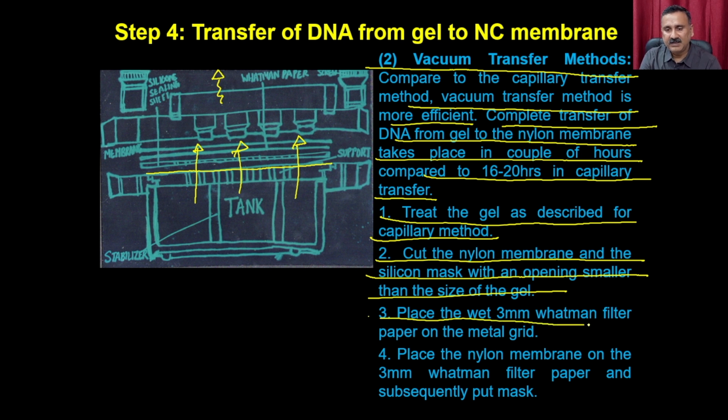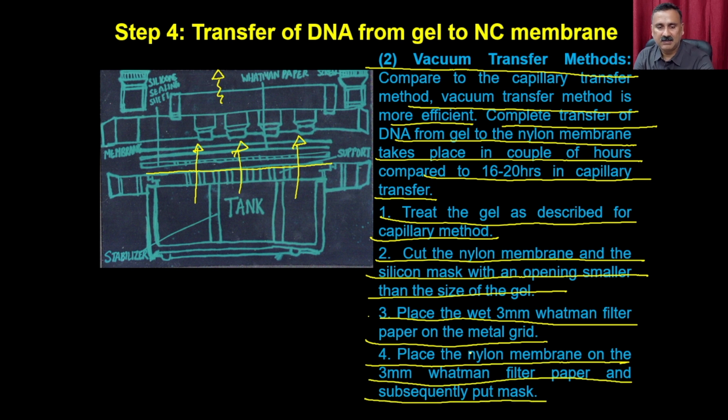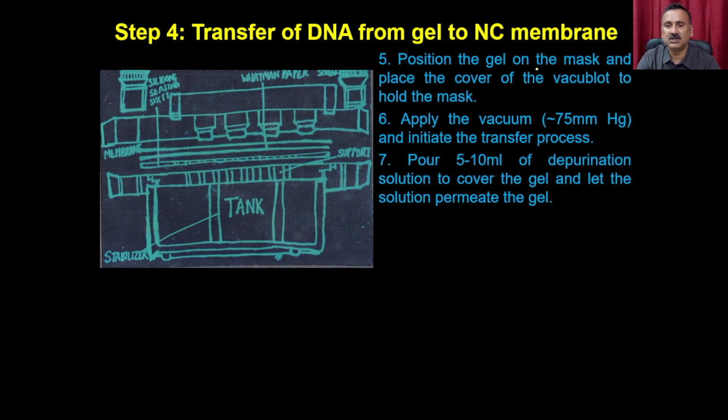Then you place the wet 3 mm filter paper on the metal grid, place the nylon membrane on top of the 3 mm filter paper, and subsequently put the mask. Once you put the mask, you position the gel onto the mask and place the cover of the vacuum bolt to hold the mask. So, you put the bolts on top of the machine, right, and that is how the whole machinery is kept intact, right.